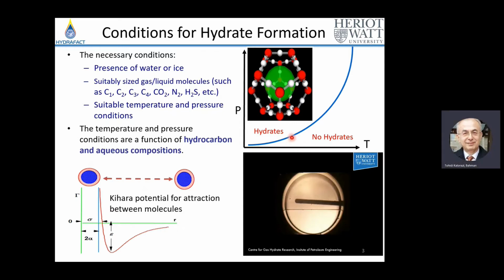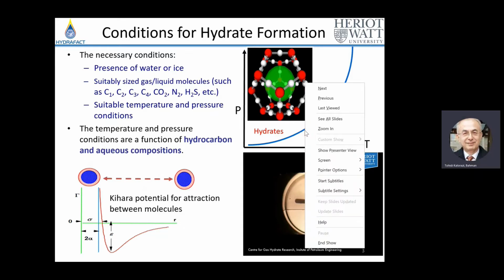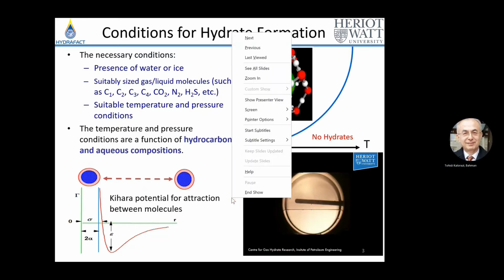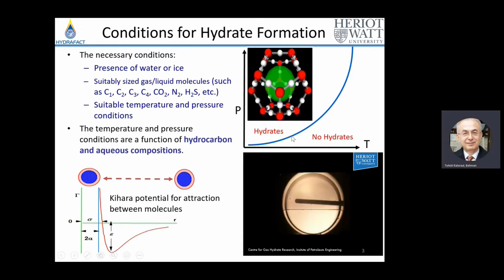If you inject too much inhibitor, the curve moves to the left. And if you don't inject enough inhibitor, then consequently it will be on the right side, increasing the risk of hydrate formation. Here, let's see if I can show this video.